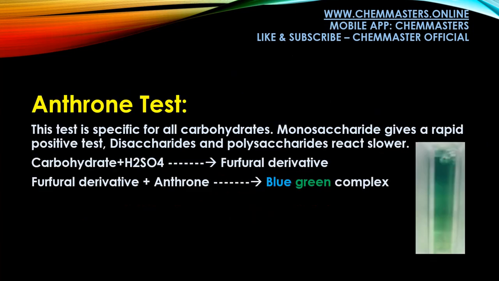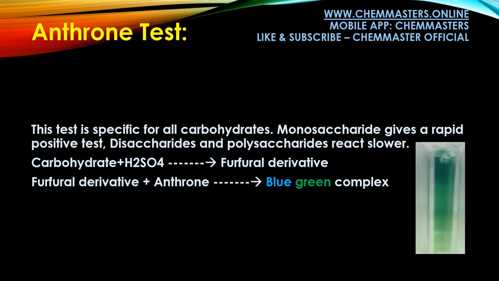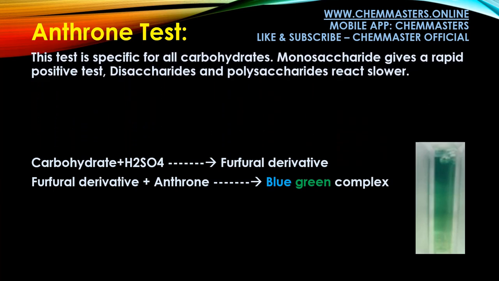Now the next test is the Anthrone test. This test is specific for all the carbohydrates, just like the Molisch test. Monosaccharides give a rapid positive test, and disaccharides and polysaccharides react slower. The same reason applies here as for the Molisch test, because disaccharides and polysaccharides must get hydrolyzed before reacting with Anthrone reagent.